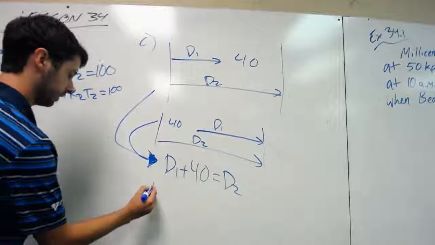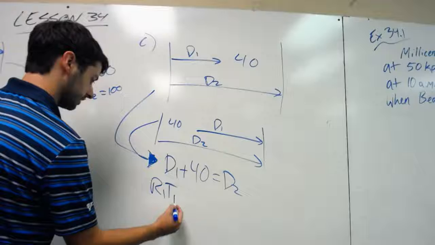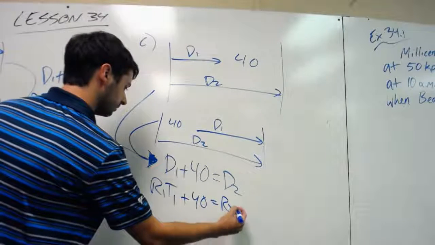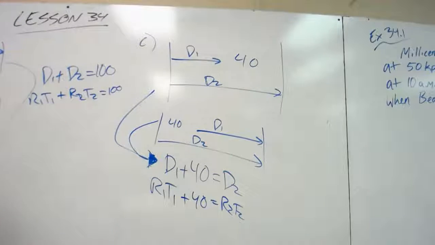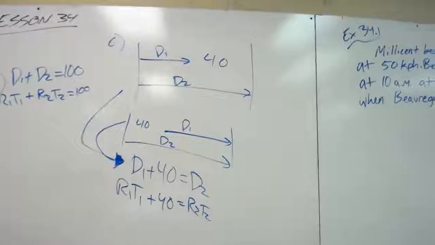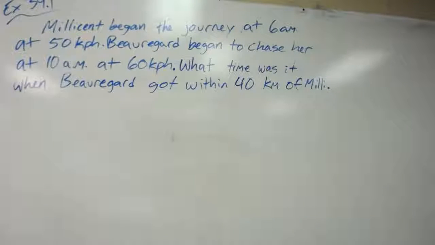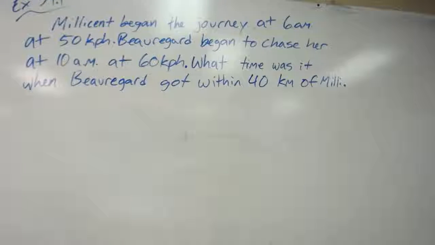And then we can break that down to be rate 1 times time 1 plus 40 equals rate 2 times time 2. So let's look at one example of these types of problems and see if we can find some clue words.